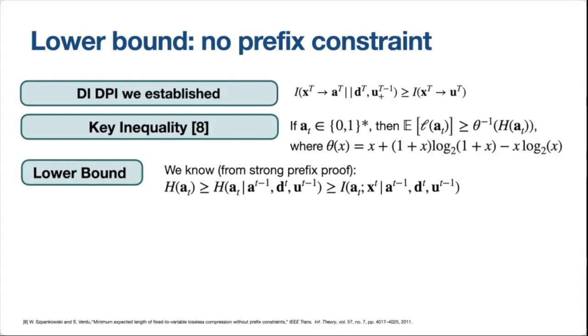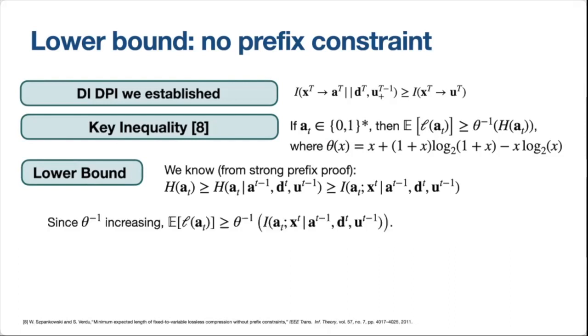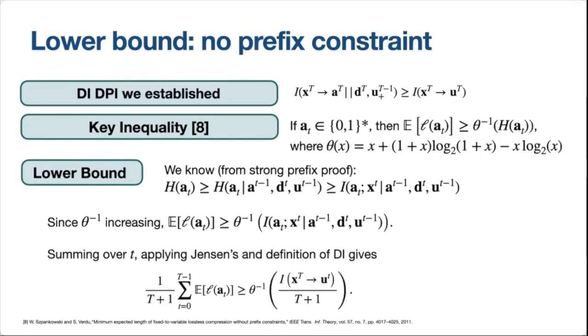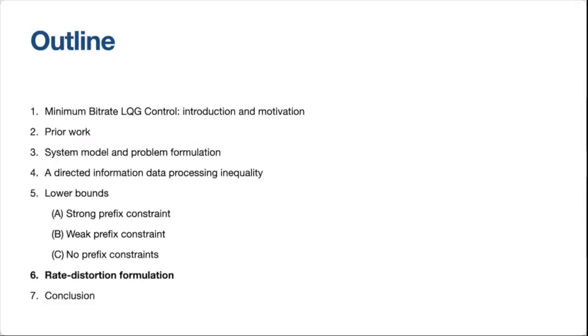We know from our work on our bound for a strong prefix constraint that the entropy of a sub t satisfies this bound in terms of this particular mutual information. Since theta is increasing, we can then lower bound the code length by theta inverse of that mutual information. Then we can sum over t and apply Jensen's inequality and get the lower bound on code length at the bottom of the screen. Essentially, if you relax prefix constraints, instead of getting the lower bound in terms of the time average directed information, you get the lower bound in terms of theta inverse of the time average directed information.